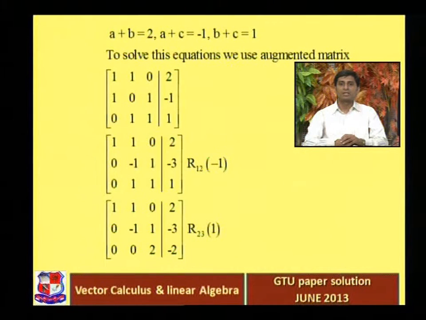And the third condition is whenever we are going from above to below, our leading entry is going from left to right. Okay, whenever we are going from above to below, our leading entry is going from left to right, correct.